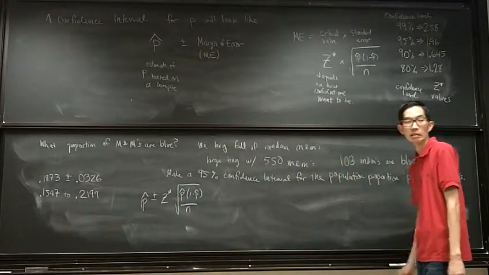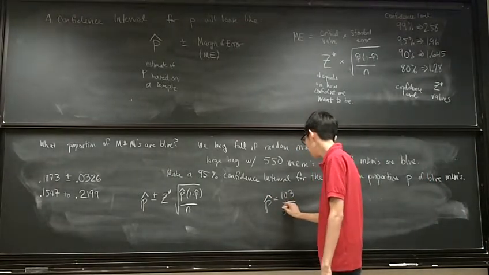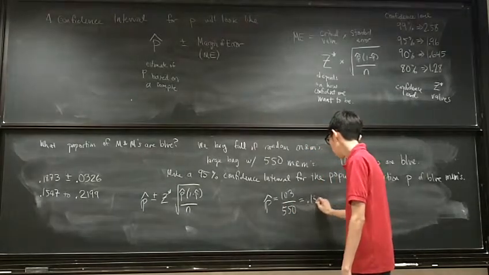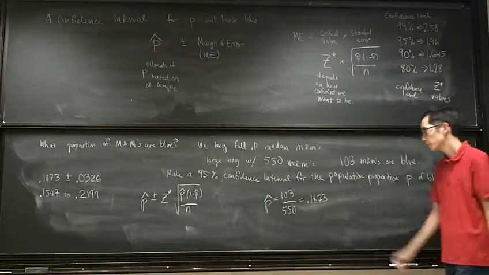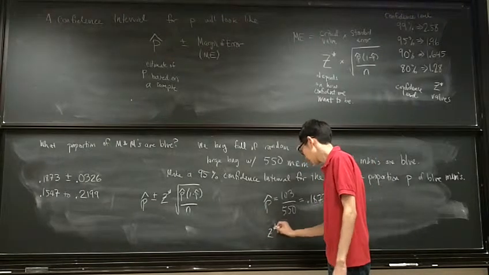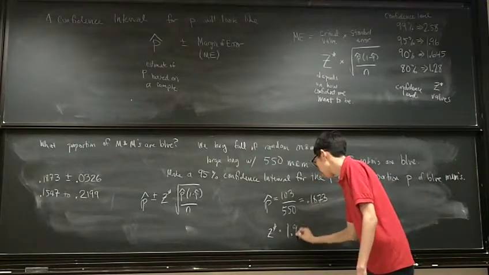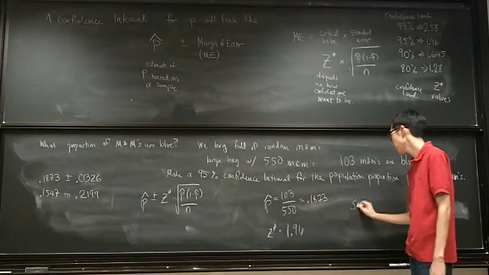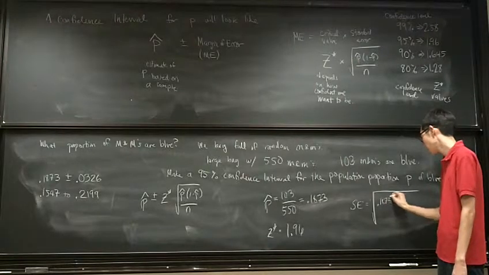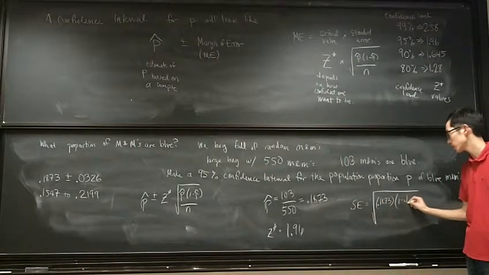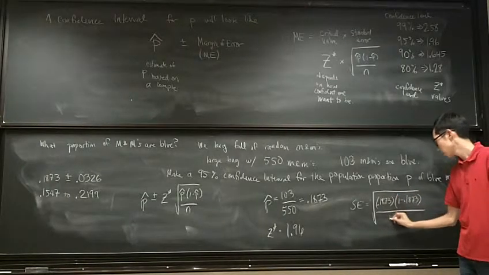Okay, what's p hat? P hat is 103 divided by 550, 0.1873. Okay, what is my z star going to be? For 95% confidence, I'm going to use 1.96. And what's my standard error? Standard error is going to be 0.1873 times 1 minus 0.1873 divided by 550.